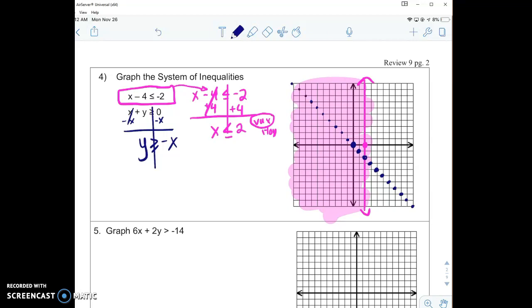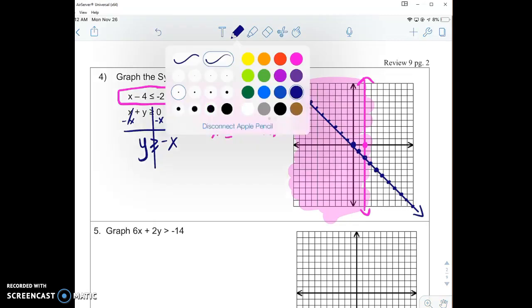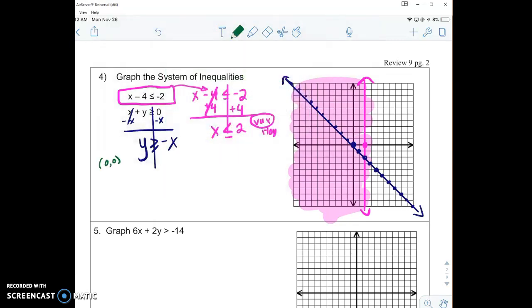Less than or equal to, this is a, greater than or equal to, excuse me. This is a solid line. And I'm going to test the point 0, 0 to see if my statement is true or false.